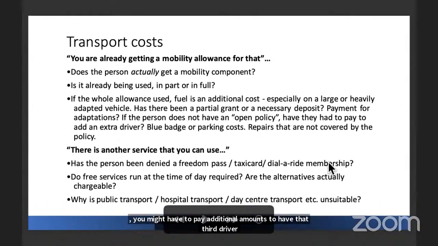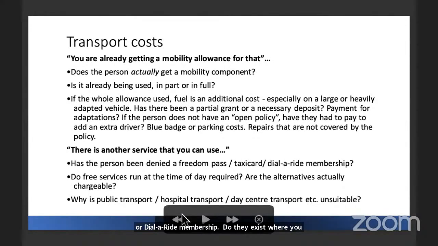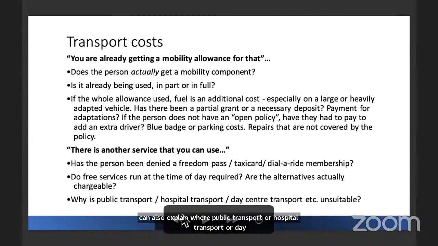They might say there's another service you can use, but have you been denied a Freedom Pass or taxi card or dial-a-ride membership? Do they exist where you are? Do the free services run at the time of day required? And are they actually chargeable costs? And you can also explain why public transport or hospital transport or day centre transport is unsuitable for you, and that's why you have to pay.